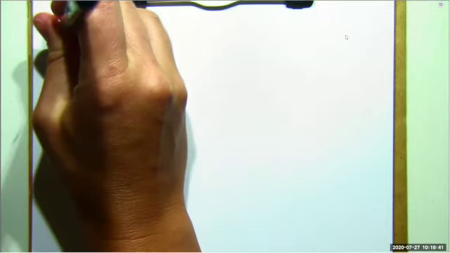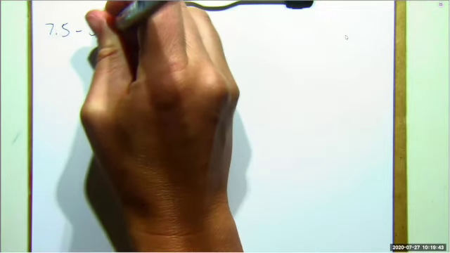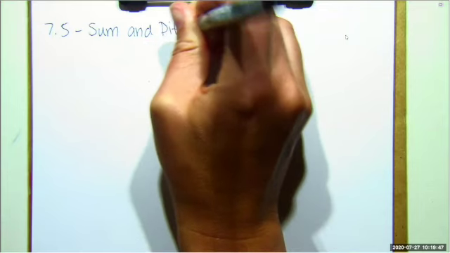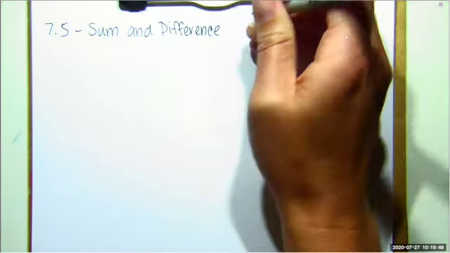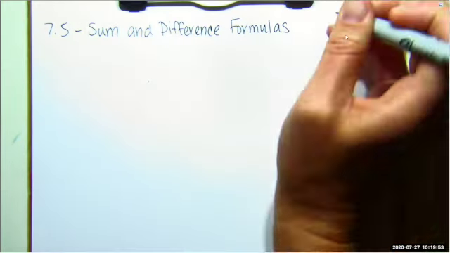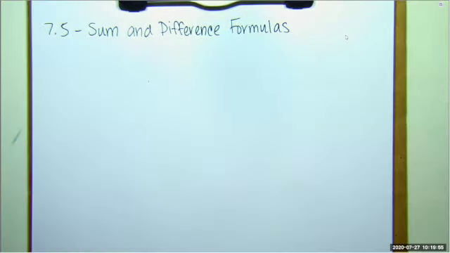Okay, so in section 7.5, we are working on something called the sum and difference formulas. And if you've pulled up our class formula sheet, the first thing I want you to notice is that the sum and difference formulas are on the formula sheet. So you do not need to memorize these for the exam.